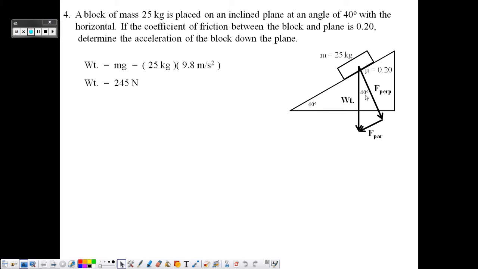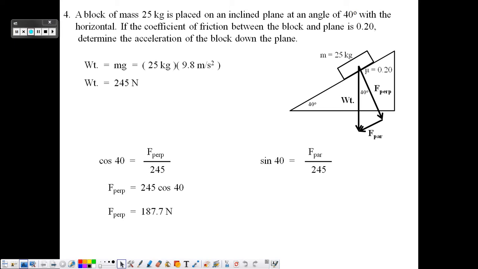Now we're going to break that weight vector into components, perpendicular and parallel to the plane. The angle is the same as the incline, remember. I'm going to determine the magnitudes of these components with SOHCAHTOA. So cosine is force perpendicular over the hypotenuse. 187.8 newtons there. Force parallel will be found using the sine function. 94.5 newtons results.